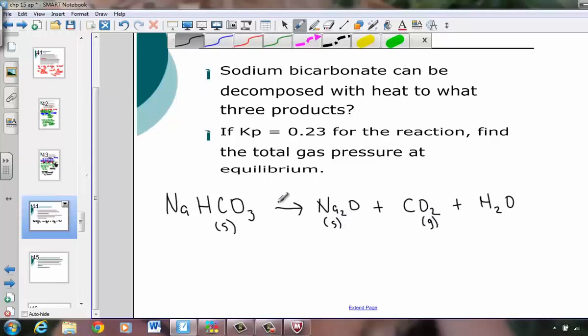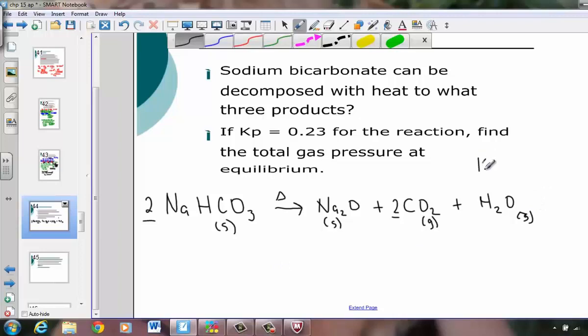But assuming that we're heating these to force the decomposition, carbon dioxide and water both will come out as gases. We better do some balancing here. 2 Na's, 2 Na's, 2 H's, 2 H's, 2 C's, 2 C's, 6 oxygens: 1 plus 4 is 5, plus 1 more is 6. So it looks like a 2, 1, 2, 1, the way I have it written.